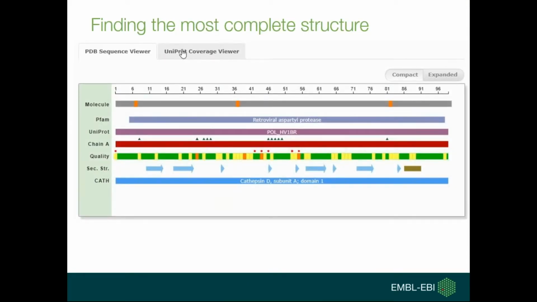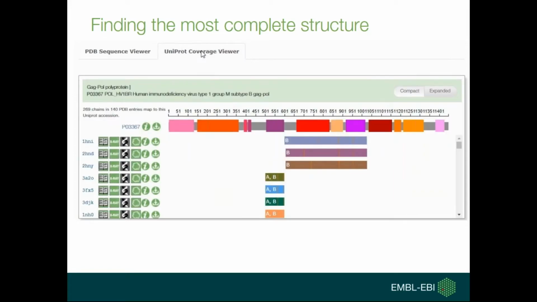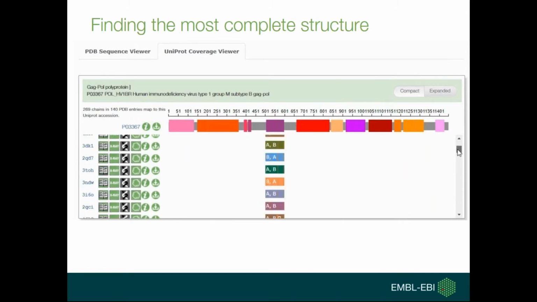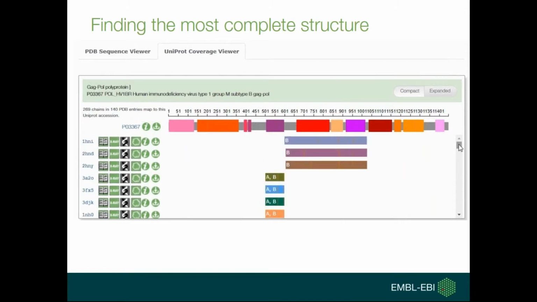You'll also have seen that on the 1D there's a different tab, the UniProt coverage viewer, and this gives you a view for a particular protein of the different structures in the PDB and which parts of the molecule they contain. So if for you the best structure is not necessarily the best quality one, but the one that contains most of the protein, then this is an interesting view to look at, where you can see whether there are fragments of the protein or the full length protein.